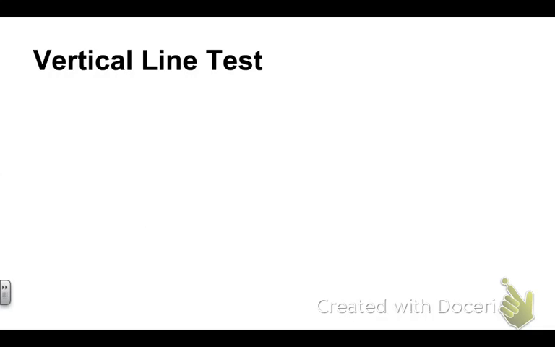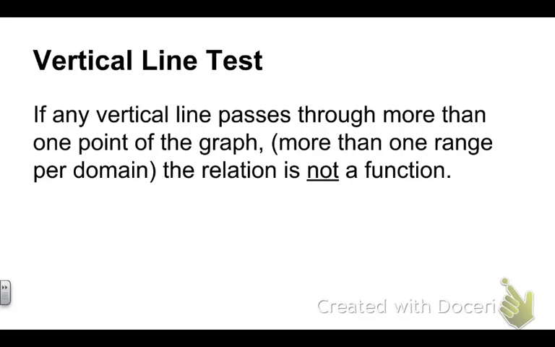Now there's also a test you can do to see if a relation is a function. It's a vertical line test. And you can only do this with graphs. If any vertical line, think about it, vertical, up and down, if any vertical line passes through more than one point of the graph, right, that means it has more than one range per domain, then the relation is not a function. Alright, so if you have this vertical line and you go through the graph and it hits that vertical line 2 times at the same time, it's not a function.